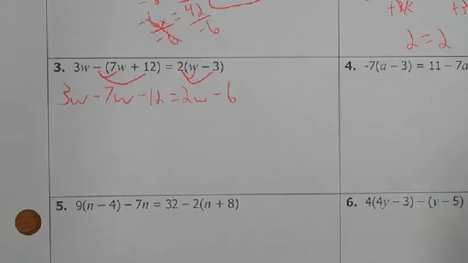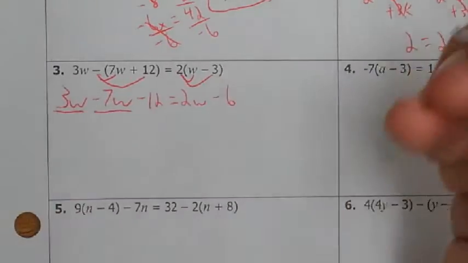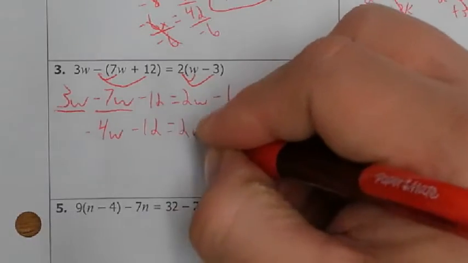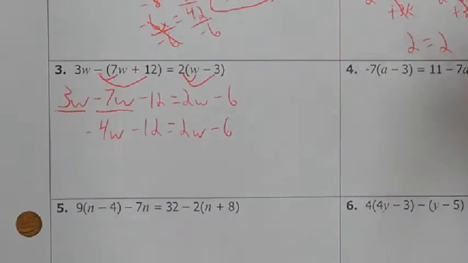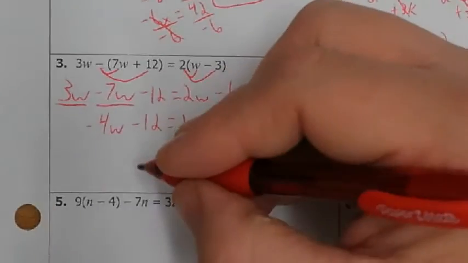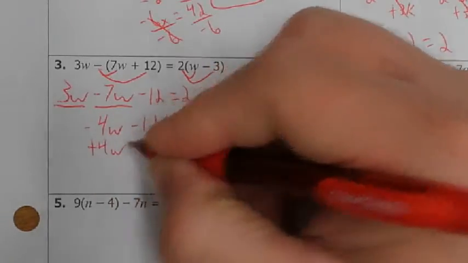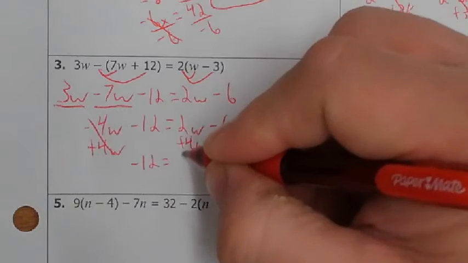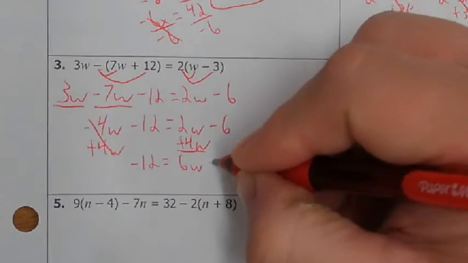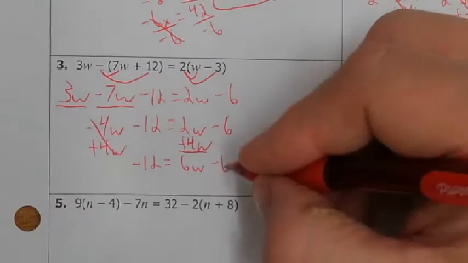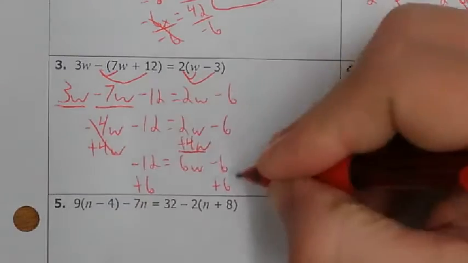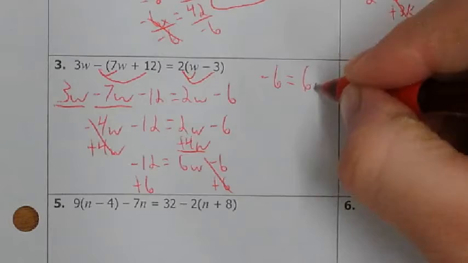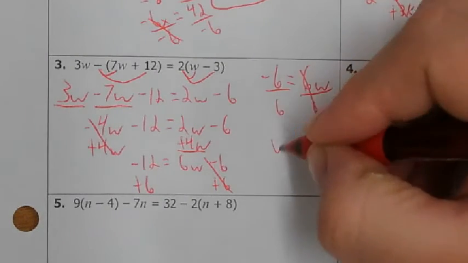Then we would combine our like terms. 3w minus 7w. 3 minus 7 is -4w. Then I'm going to add 4w. Some of you may have subtracted 2w. I don't like to deal with negatives, so I'm going to get rid of that. So I give you -12 equals 2w plus 4w is 6w. Then the opposite of -6 is +6. So -12 plus 6 would be a -6 equals 6w. Divide by 6, w equals -1.